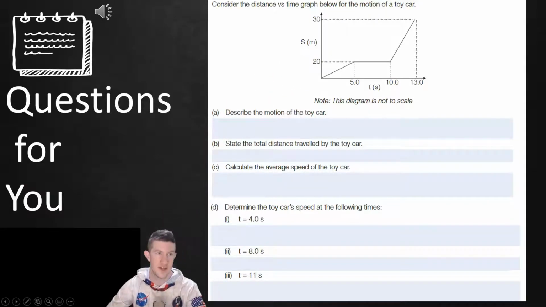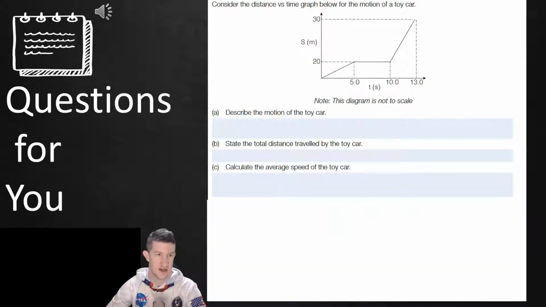So now in this question, I want you to have a go at answering these. So you've got a motion that's graphed by a distance time, or a displacement time if you will. It's asking to describe the motion, state the total distance, calculate the average speed. So if the time runs out and you're still going, just pause the video, but otherwise have a crack at it.